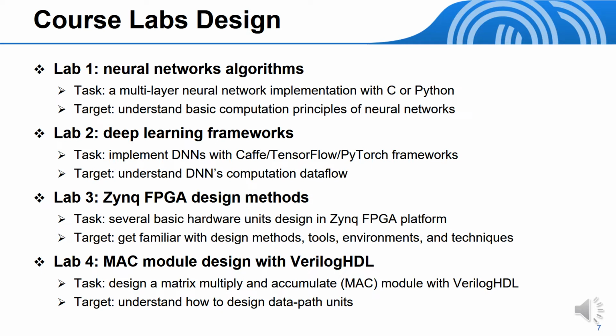Our course labs are designed in 4 steps. The first lab is to program a neural network with the C or Python language, aiming to understand the basics of neural networks. The second lab is to evaluate some deep neural networks with popular frameworks, such as Caffe, TensorFlow, and PyTorch. The third lab is to design some basic circuits in a Zynq FPGA to let students get familiar with design methods, design tools, design environments, and many other techniques. The final lab is to design a matrix multiply and accumulate module with Verilog, and evaluate and validate it on our FPGA design platform.